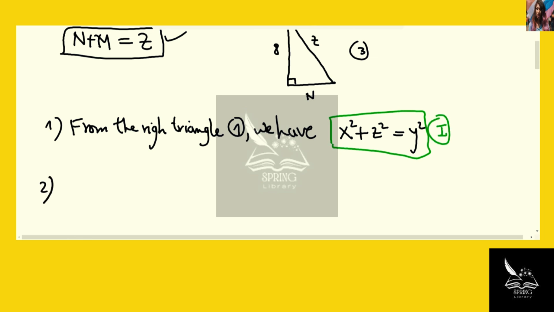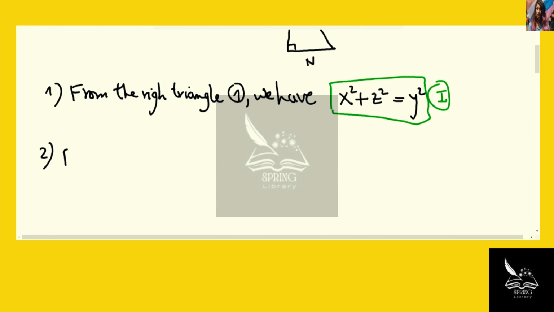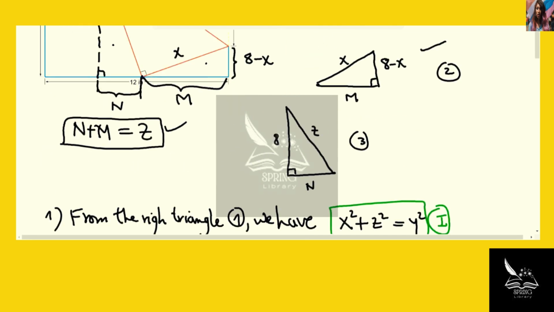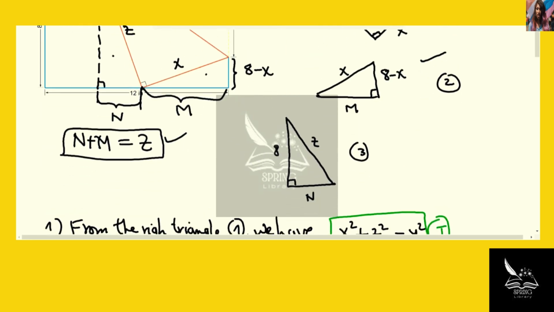The second thing we're going to write is this relationship here from this triangle. So from 2, 8 minus x squared plus m squared equals x squared.